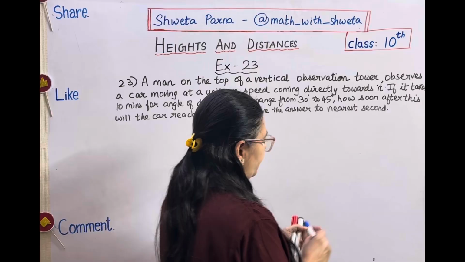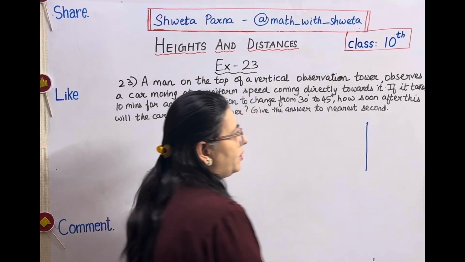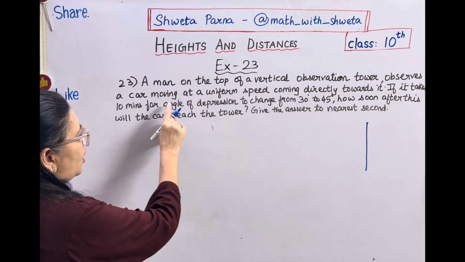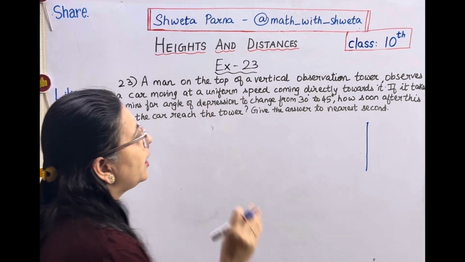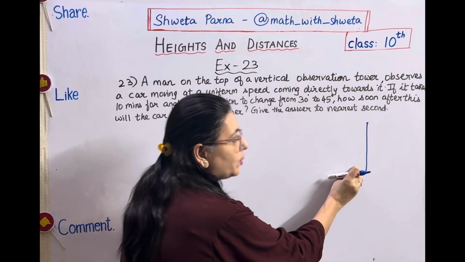Let's draw the tower. Say for example, this is a tower. A man is over here. He observes a car moving at a uniform speed coming directly towards him. He saw the car coming towards him, towards the tower.